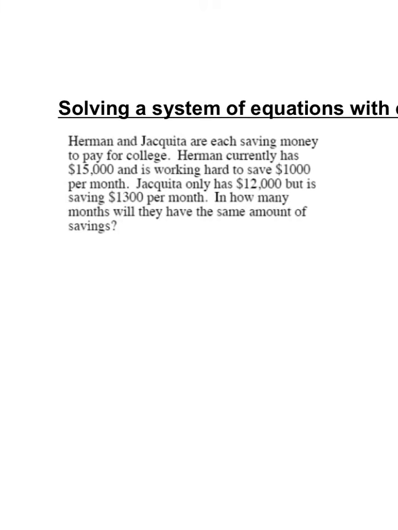Herman and Jaquita are saving money to pay for college. Herman currently has $15,000 and is working to save $1,000 per month. So as an equation, y equals, Herman already has $15,000. That's his starting amount, or the y-intercept. And plus, he's saving $1,000 per month. That's his slope. He's gaining $1,000 every month. It's the growth in his account. So y equals 1,000x plus 15,000.